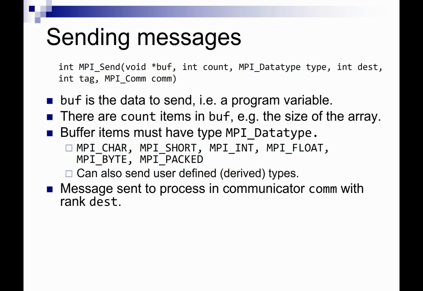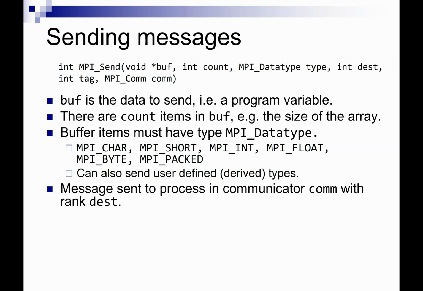Then you need to say how many data items you're sending. This is the count. For example, if you're sending ints and you're sending 10 of them, then your count is 10. You need to specify the type of data you're sending. Now you need to give the MPI data type. MPI has built-in data types for all of the classic data types like chars and ints and so on.